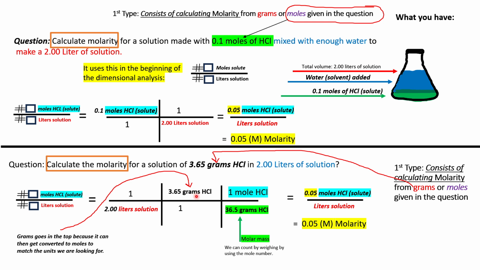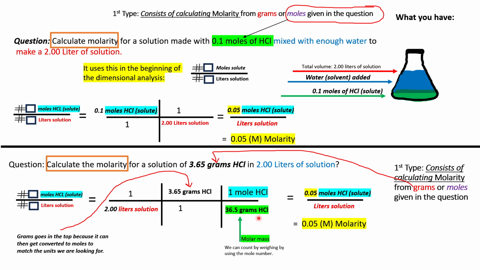How do I know I'm going from grams to mole? Because that's what I'm looking for in the top. So 3.65 grams of hydrochloride, and then this right here, the 36.5 grams of hydrochloride, I find by adding the mass of 1 hydrogen plus the mass of chlorine. And then of course it's over 1 mole of hydrochloride. This is known as your molar mass. It's also called counting by weighing, by using the mole number.